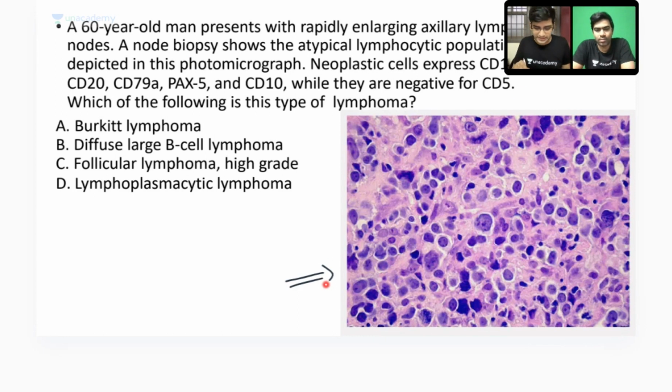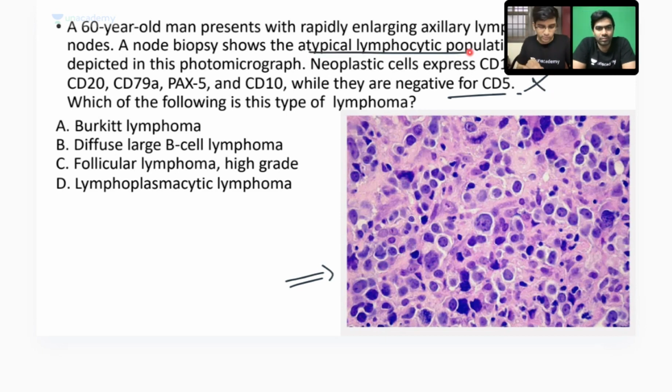CD markers. CD5 negative. Can you rule out anything based on CD5 negativity in this list? Burkitt's, DLBCL, follicular lymphoma high grade, and lymphoplasmacytic lymphoma. Possible? Not possible, right? I cannot rule out anything. CD5 positive lymphomas will be two things, mantle and CLL. Both of them are not here, so I'll not be able to rule out anything based on that. So it's a useless piece of information given to me.